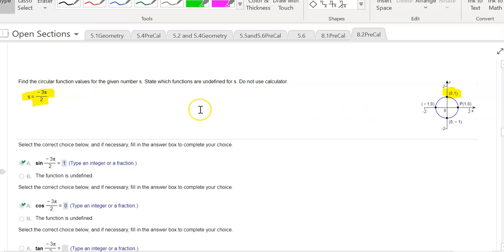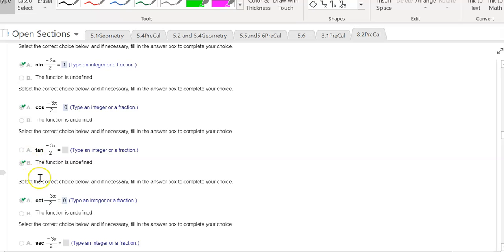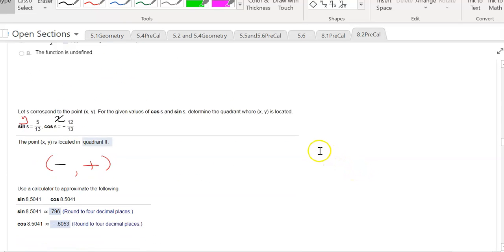Same exact problem here, so that might happen sometimes. So traveling in a negative direction by 3 90 degrees, or 3 pi over 2's. And we just replace those values with what we have with our x and y.